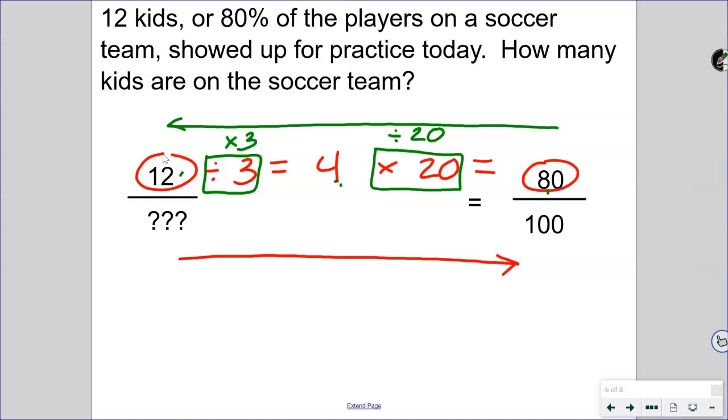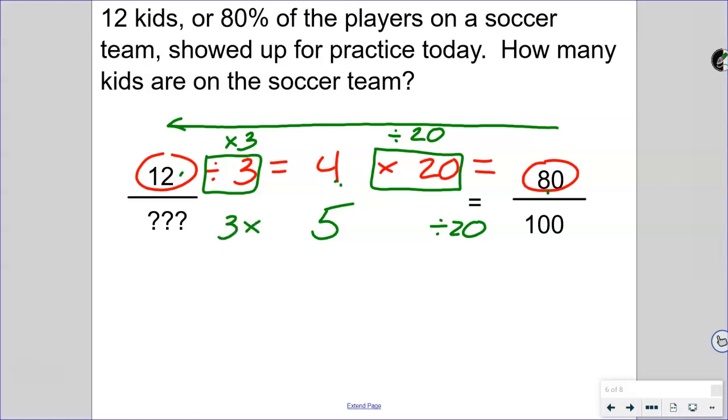So now I'm going to repeat those steps on the bottom. Since I'm going left to right, I'm going to take this 100 and start by dividing by 20. So if I take 100 and divide it by 20, that's going to give me 5. And now that I've done that, I'm going to take this 5 and multiply it by 3, and that's going to give us the number 15.